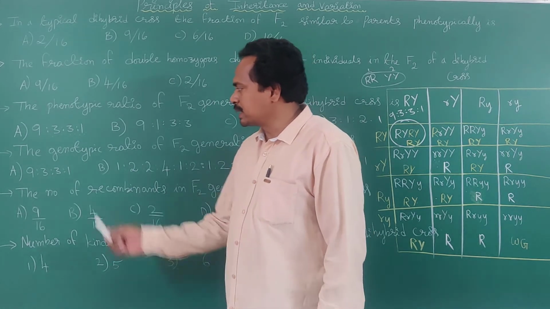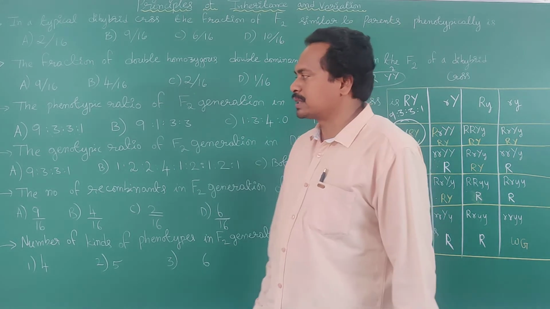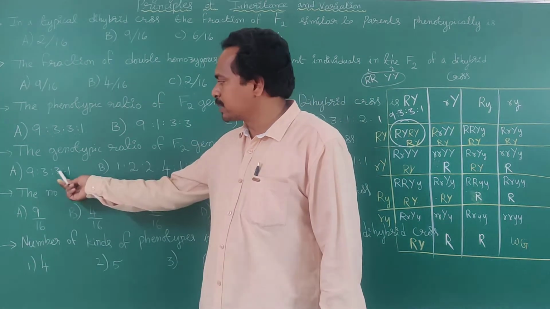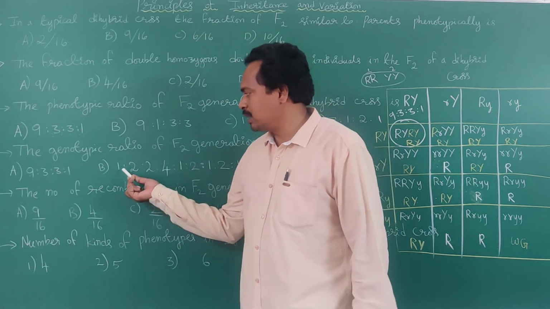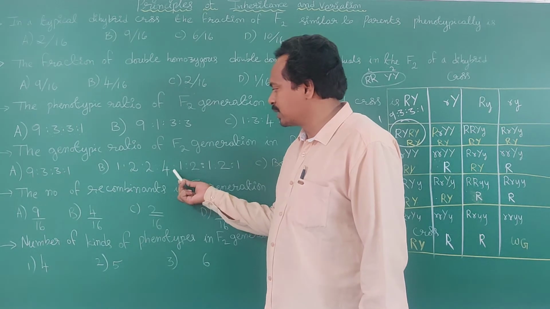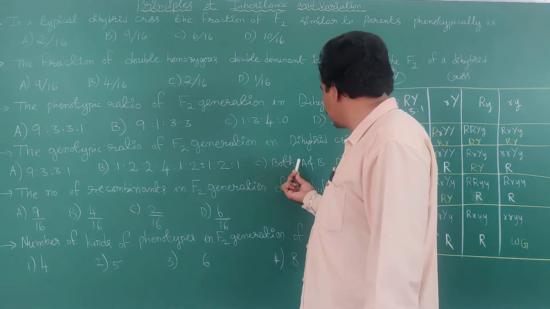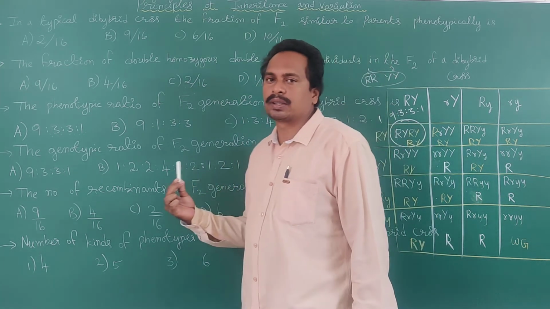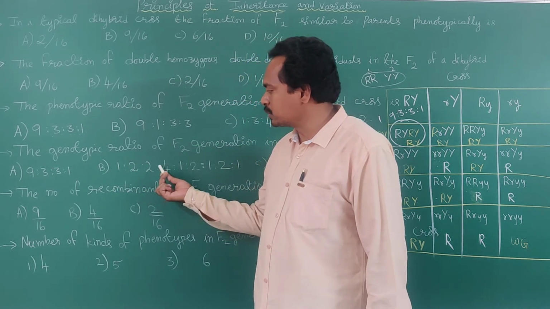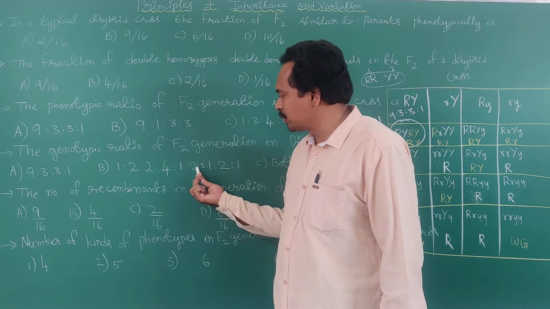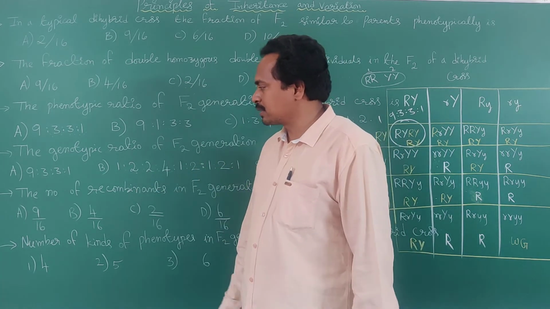9:3:3:1. Next, the genotypic ratio of F2 generation in dihybrid cross is. What are the given options? Option A 9:3:3:1. Option B 1:2:2:2:4:1:2:1:2:1. Option C both A and B. Option D 1:1. So the genotypic ratio is 1:2:2:2:4:1:2:1:2:1. Option B is the correct answer.